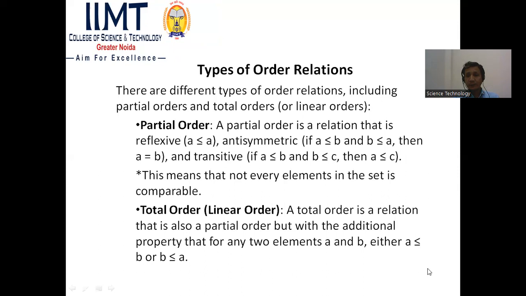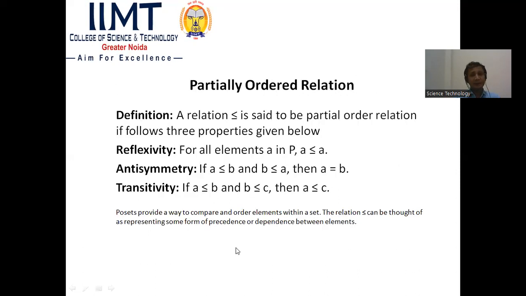Moreover, a total order relation is also given here. A total order relation is a partial order relation but has an additional property that each two elements are comparable. So partial order relation and total order relation have some similarities. But in this session, we will further study the partial order relations.